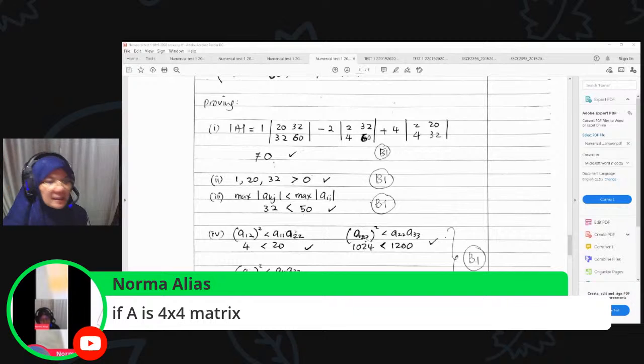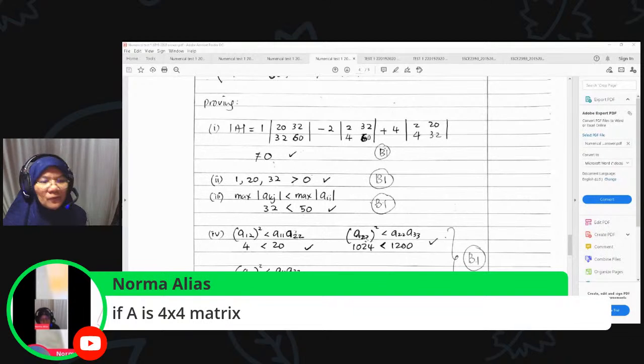The first is that AII is greater than 0, and the matrix is non-singular, that is, the determinant of the matrix is always not equal to 0. Maximum AJK is less than maximum AII, and AIJ squared is less than AII times AJJ. So this is the way how we can prove it.